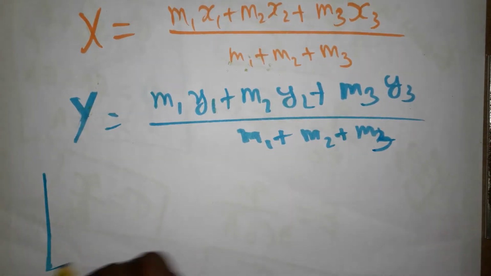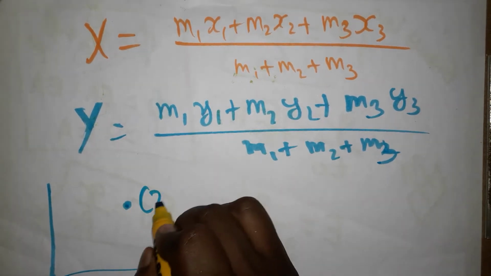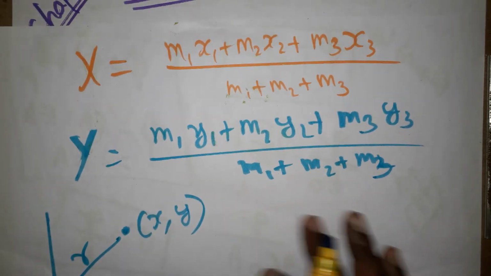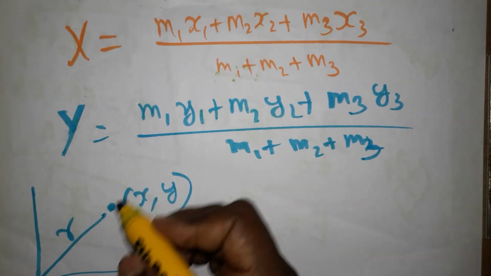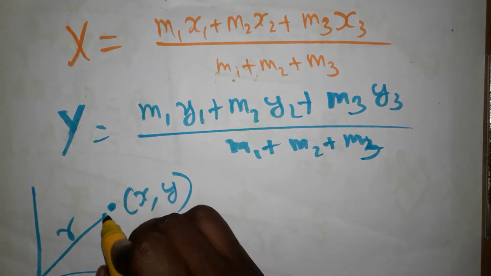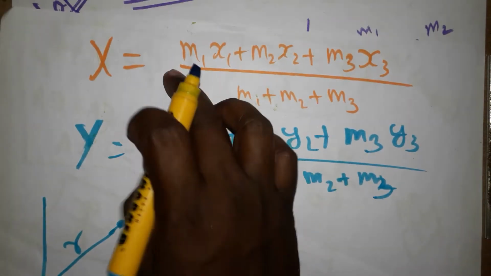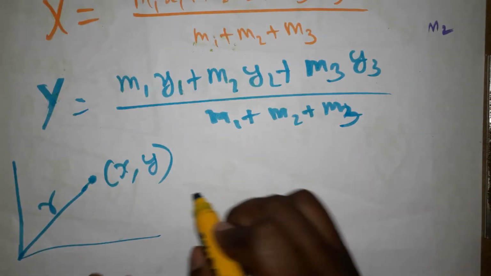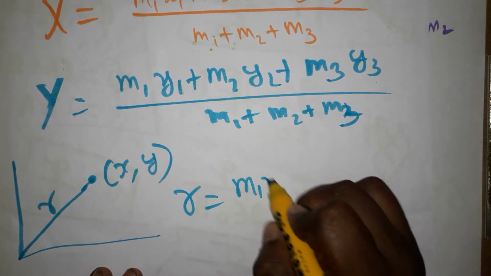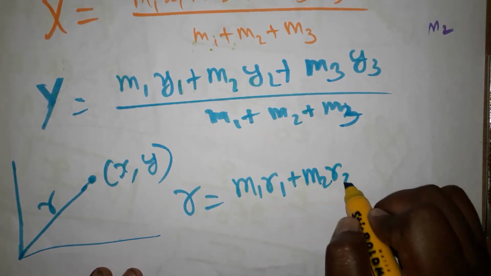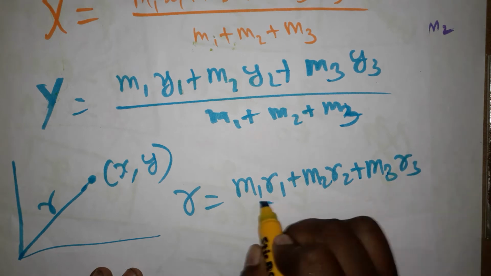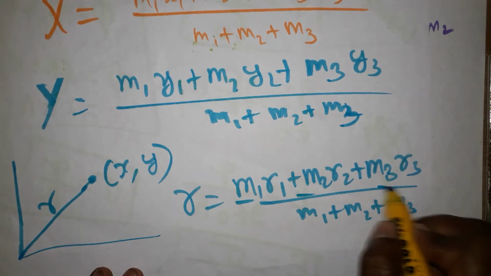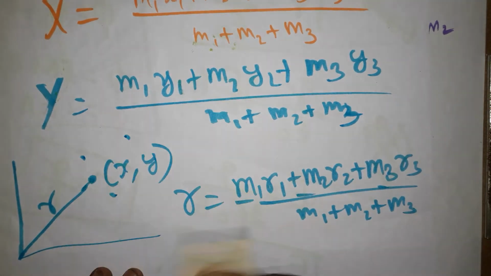Consider the object here, at some point from the x-axis and y-axis. I take r as the resultant position. The same equation you can write in terms of r, which represents x and y together, whereas separately you can represent x and y. Together, small r = (m1 r1 + m2 r2 + m3 r3) / (m1 + m2 + m3), using the mass and position of each particle. In case of three particles, you can represent it like this.